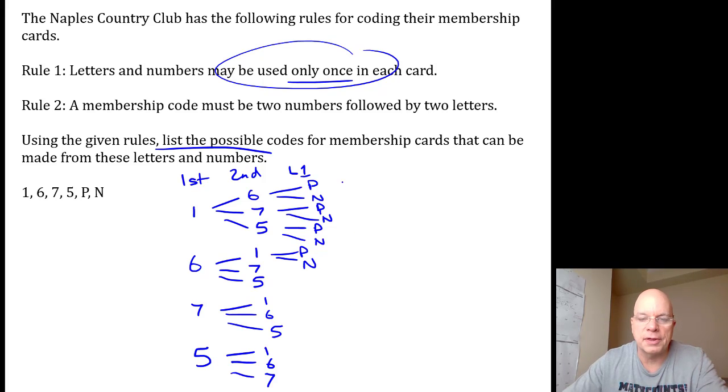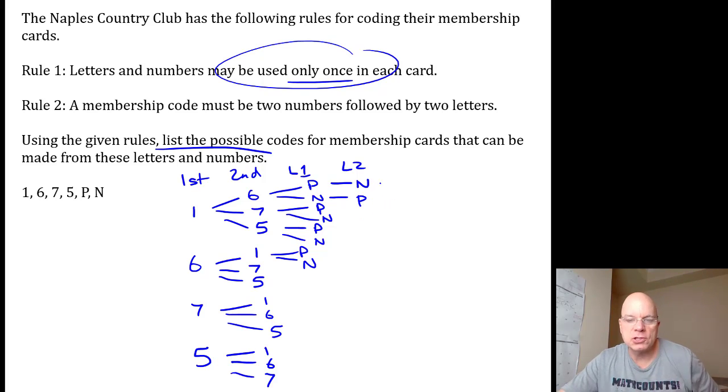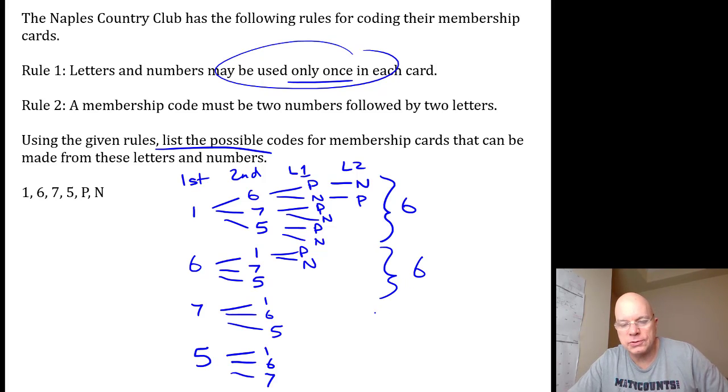I'm not going to do the whole thing, but once I've chosen the first letter, the second letter would be determined. There's only 1 letter left. So if my first letter was a P, my second letter would be an N. If my first letter was an N, my second letter would be a P. And because we're going to get 6 here, and we'll have 6 here, you'll see that we'll have 4 groups of 6. I think that's another way to see that there are 24 possible codes.